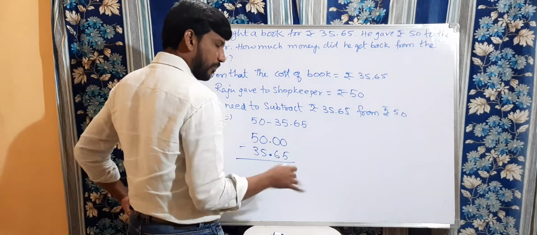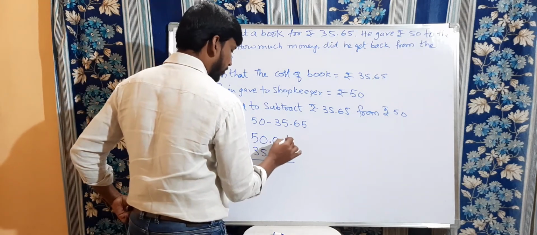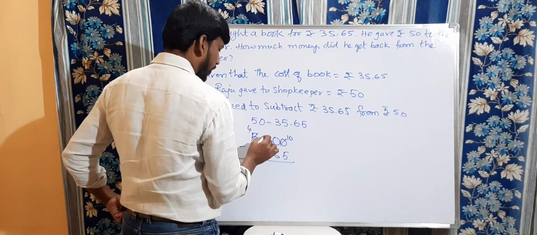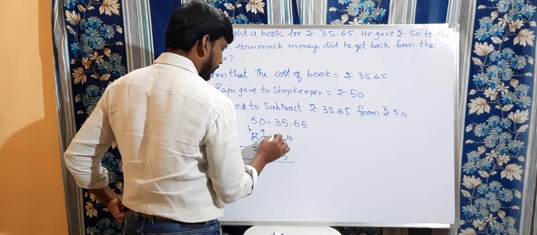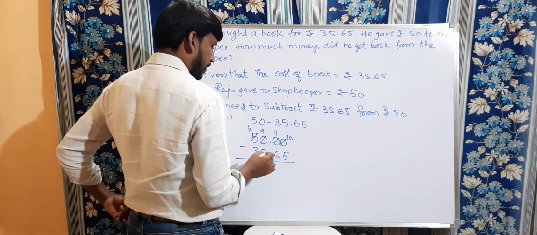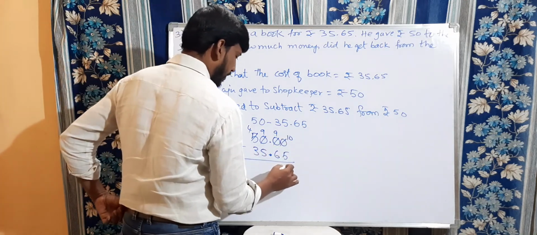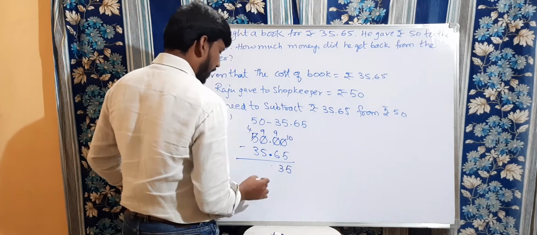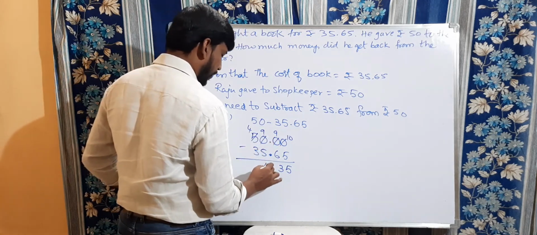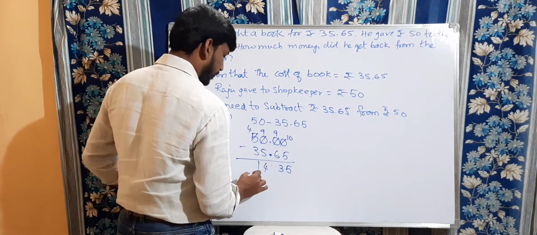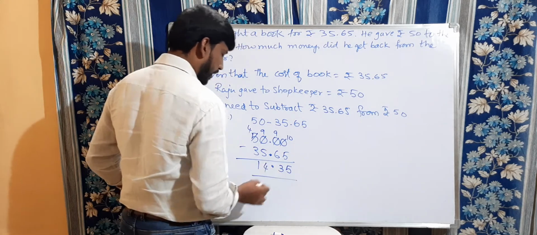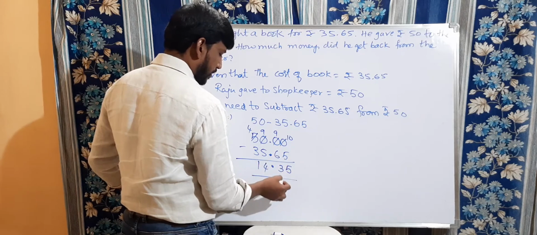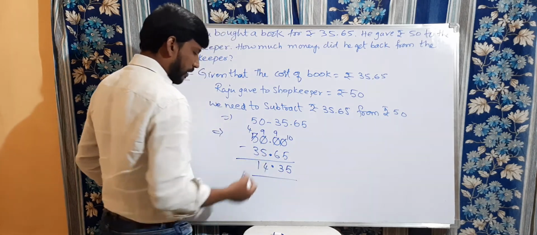0 minus 5 is not possible. Now take the borrow. This will become 10. From here you can take, this is 4, this will become 9, and this will become 9. Now 10 minus 5 is 5. 9 minus 6 is 3. Now 9 minus 5 is 4. 4 minus 3 is 1. Is it the correct answer? Let's check it here. Add these two. 5 plus 5 is 10. This is 10. Yes, 10. What is the answer here?